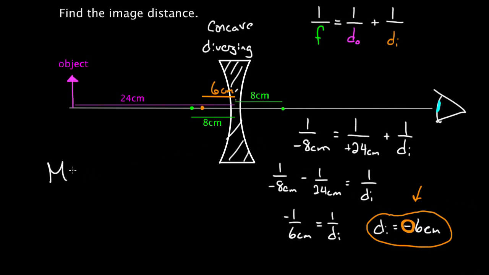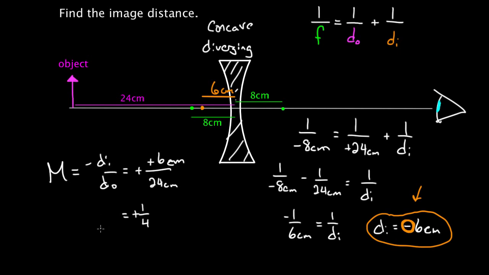So I'll come over to here. Magnification is negative DI over DO. Well, what was my DI? So negative of DI was negative 6. So I'm going to plug in negative 6 centimeters. And on the bottom, I'm going to plug in, let's see, it was 24 centimeters was my object distance. What does that give me? Negative cancels the negative. I get positive, and I get positive 1/4. Positive 1/4. And remember here, positive magnification means right side up.